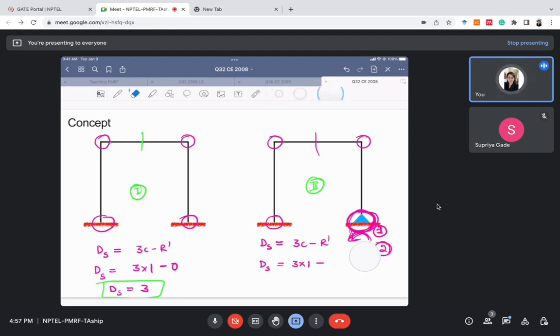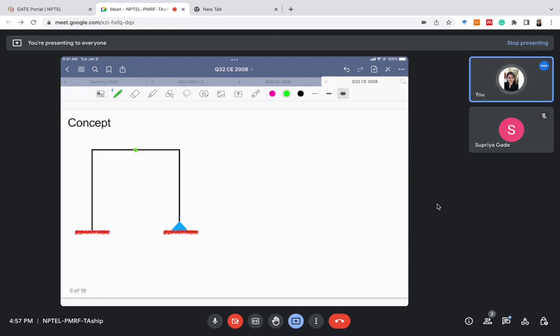Therefore in this case we just need one restraint to make it a rigid support. Therefore r dash will be 1 in this case. So ds will be 3 minus 1, 2. So here in this case the degree of static indeterminacy is 2. Let's see some more complicated things.